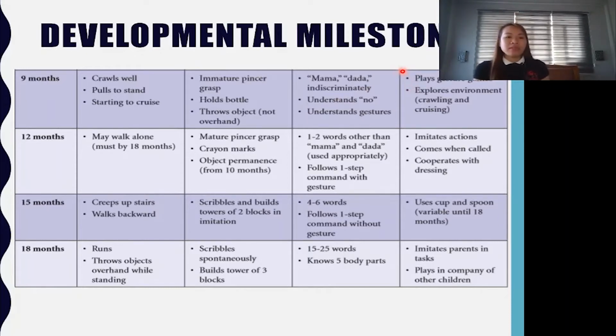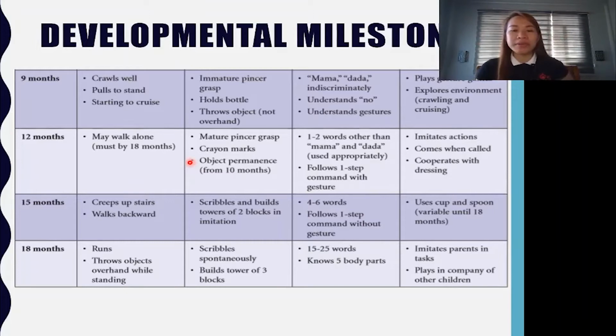So next, at 12 months, okay, they may walk alone. So they may start to walk alone already at 12 months. And there is a mature pincer grasp. And we start to see crayon marks on the walls, on papers, or on whatever they can put their hands into. Yan, object permanence. So this is a very good concept. Remember my question earlier about peek-a-boo? Yung laro na ay eat ba, ganon.